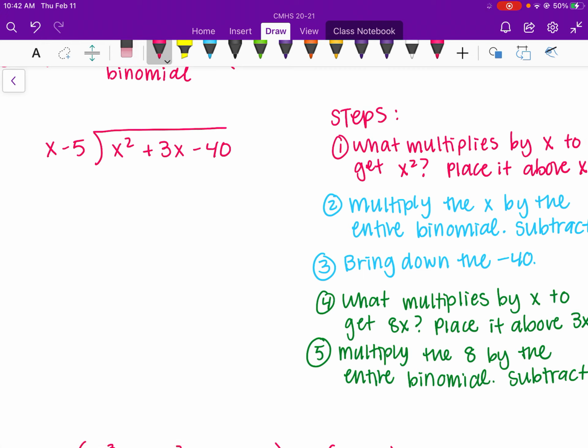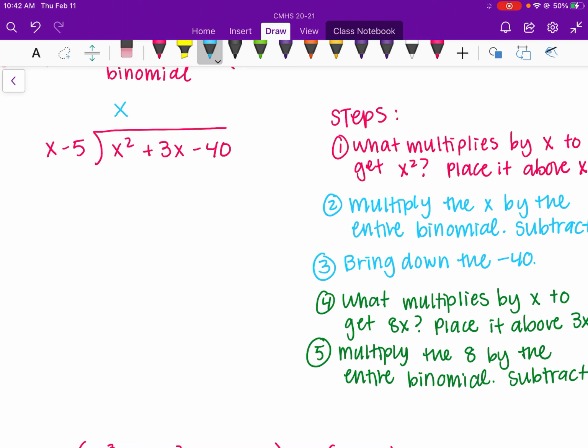All right, the first step we have to ask ourselves is what multiplies by x? I'm looking at this x right there. What multiplies by that x to get this x squared? That's the first step. And we know the answer to that is x. So I'm going to switch to blue here. x times x gets me x squared.